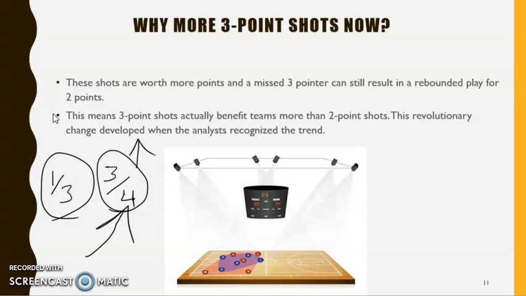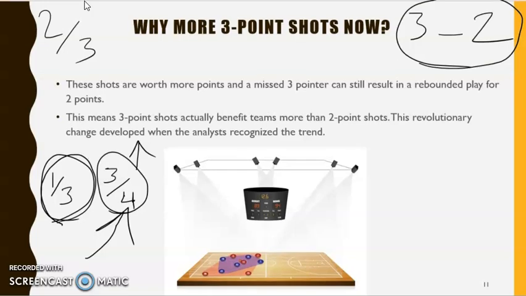Why? Because they can still result in a rebounded play for two points. So you may lose this because of the probability of two thirds of failure, but again it gives you another chance for two points. So in fact, when you take a three-point shot, you first try your three points, and after that you have a good chance of trying your two points. And totally, according to data, it is proved now that on average three-point shots create more value than the other one. As you can see, this means that three-point shots actually benefit teams more than two-point shots.